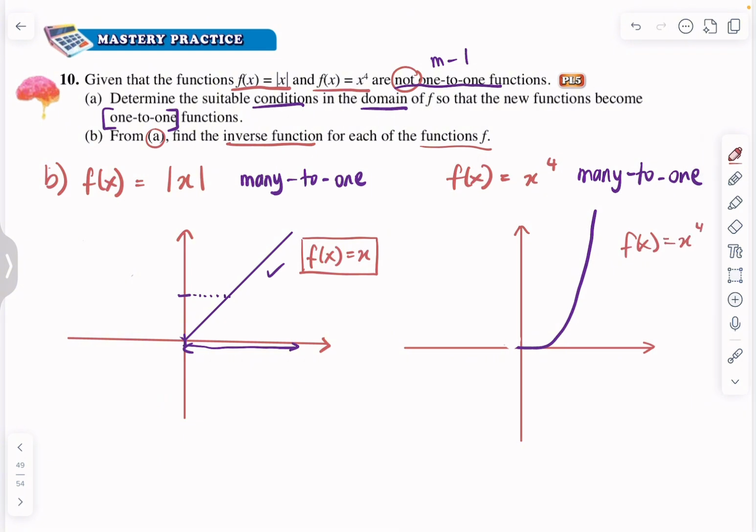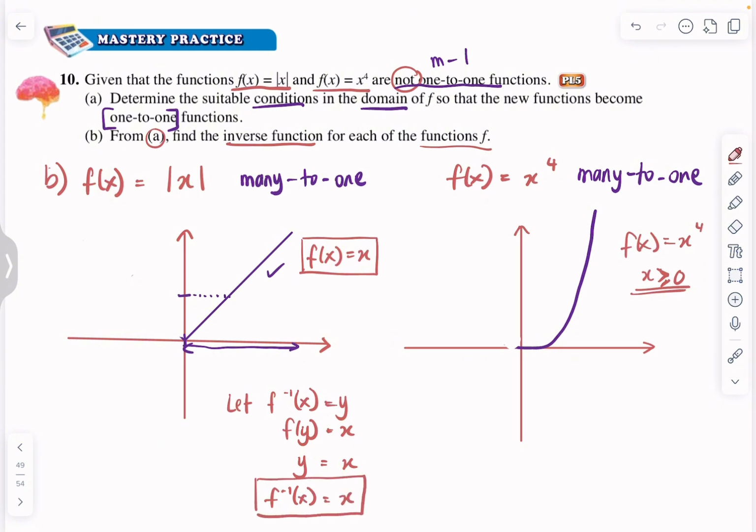You can't do anything, but you just have to know that the domain is more than or equal to 0. Right, so how to find these inverse functions? To find the inverse, the steps are always the same. Let f inverse x equal y, so f(y) = x. So if f(x) is x, then f(y) would be y equals x. So our f inverse x is also x.